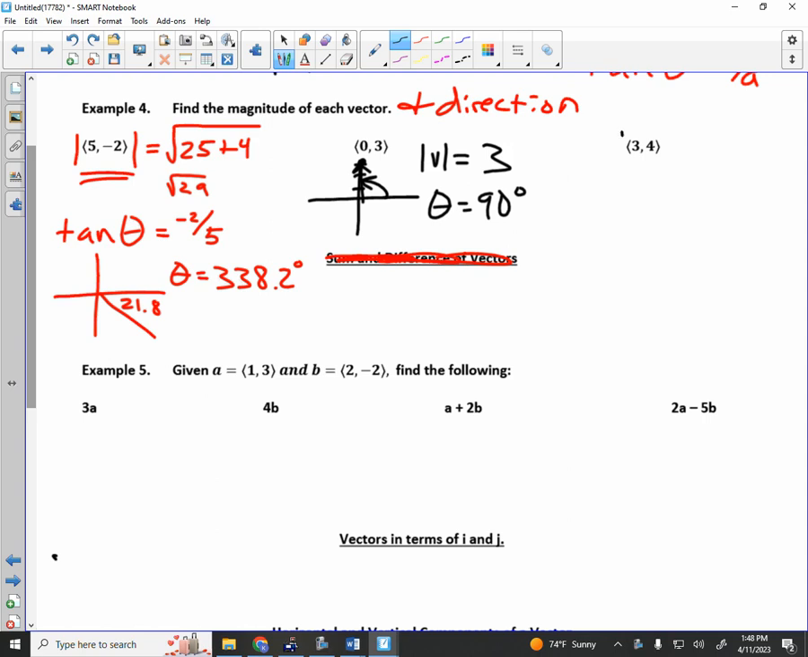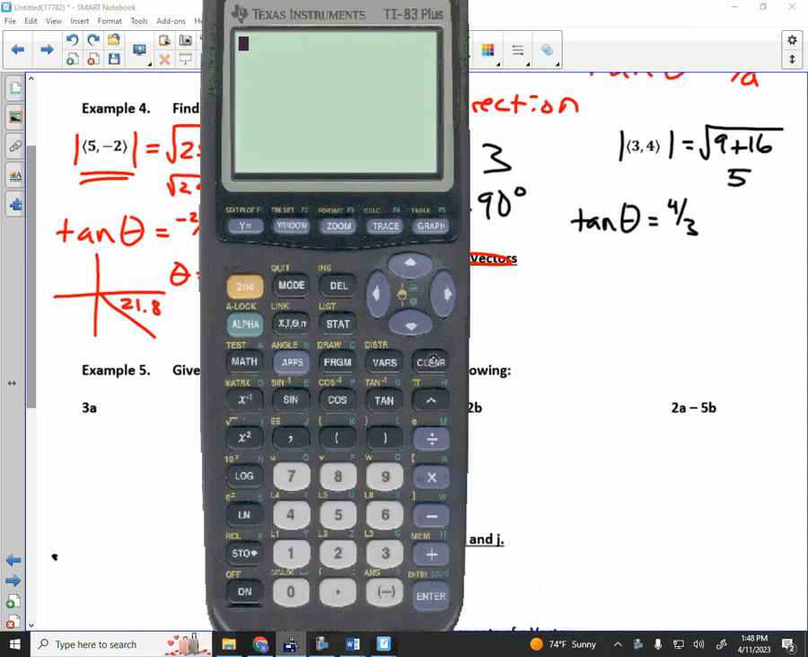The next one, I have the square root of what? 9 plus 16. 9 plus 16 is 25. Square root is 5. So the magnitude of the vector is 5. If you notice, a nice 3, 4, 5 triangle. And then we set up tangent of theta is equal to 4 over 3. Which quadrant is 3, 4? That will be the first quadrant. So we can simply inverse this, and we come up with the reference angle, 53.13 degrees.